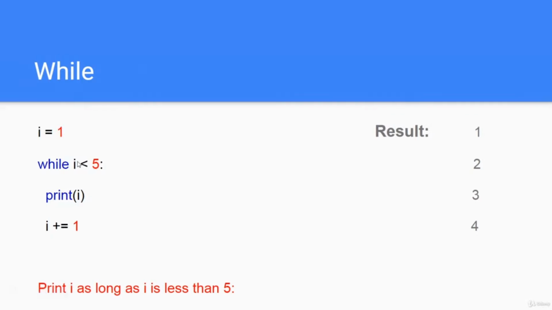This will again check the condition here. But 5 is less than 5? No. 5 is not less than 5. So it will come out of the loop. In this way, the result of this code will be 1, 2, 3, and 4.